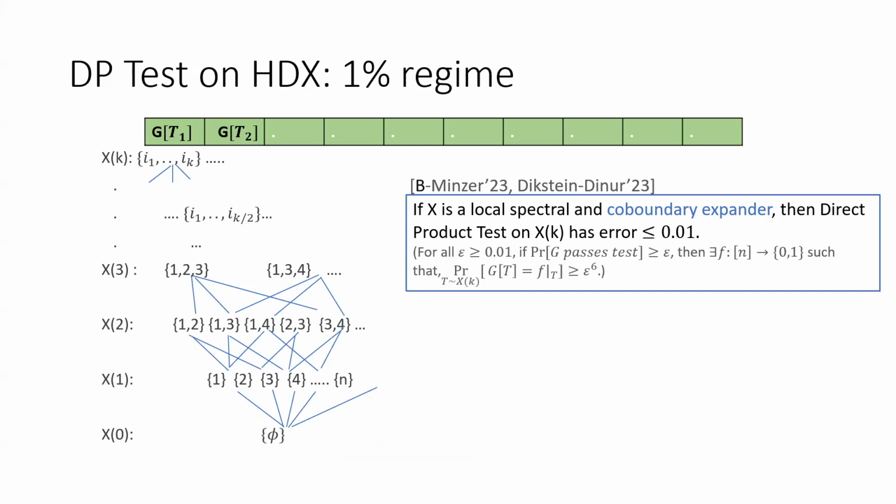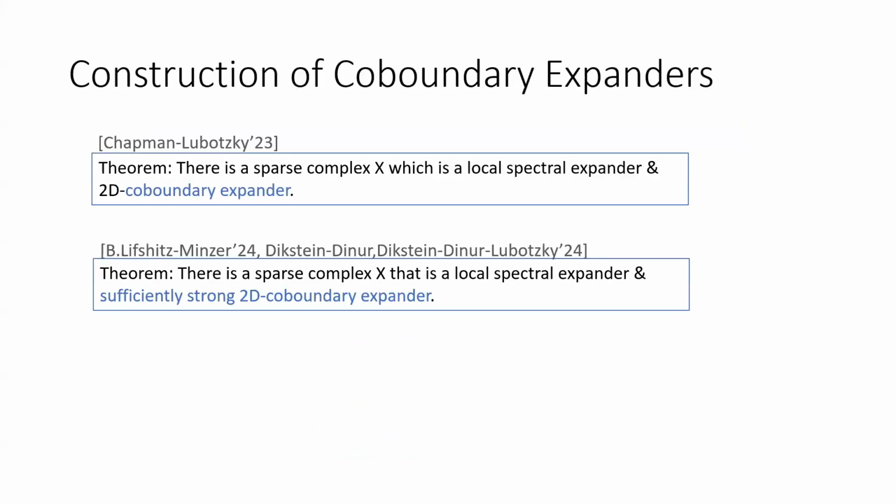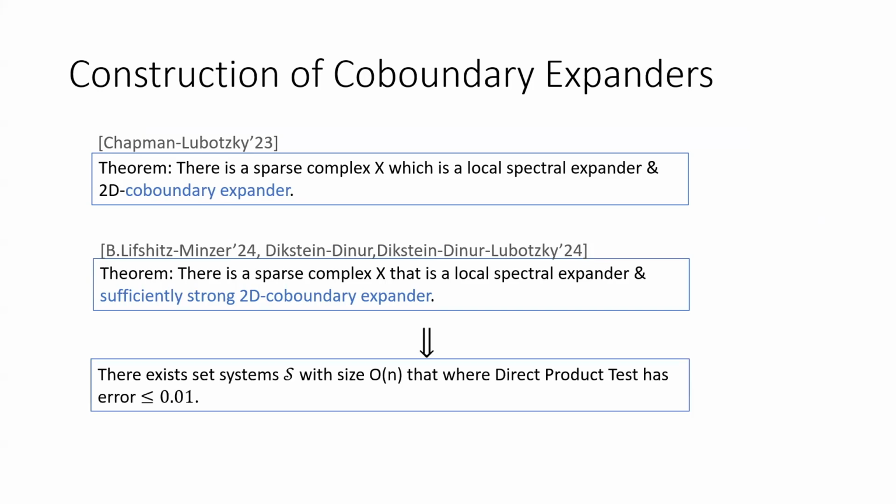Okay, so this, along with some invariants we required of the Chapman-Lubotzky complex, shows that they have all the sufficient parameters for the soundness to work out. This does imply that there are set systems which are sparse, so the size is O of n, where this direct product test has error 0.01. These will be complexes X which are both local spectral expanders and coboundary expanders, only in 2 dimensions.